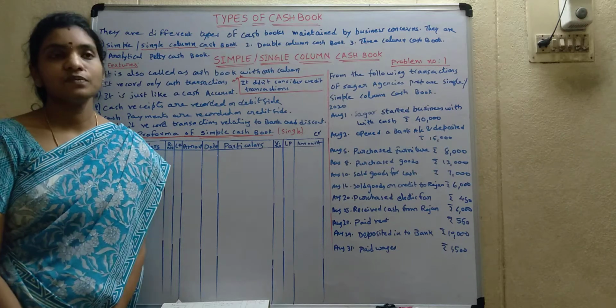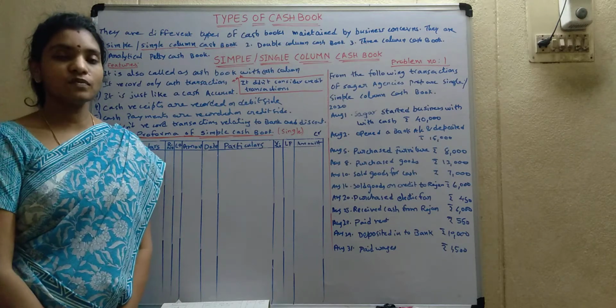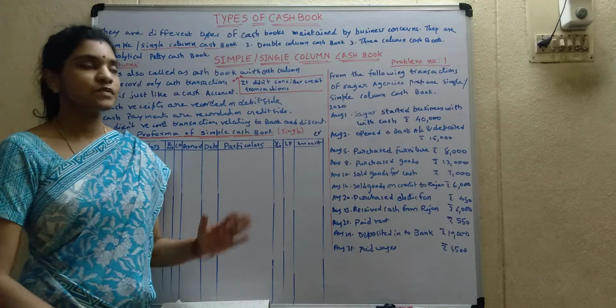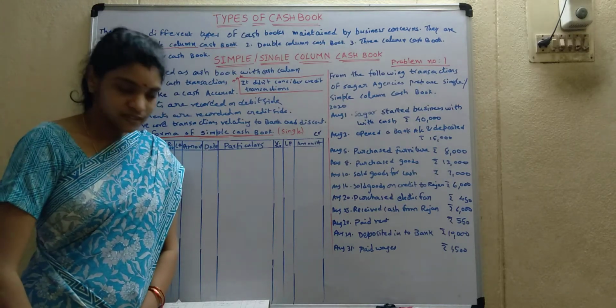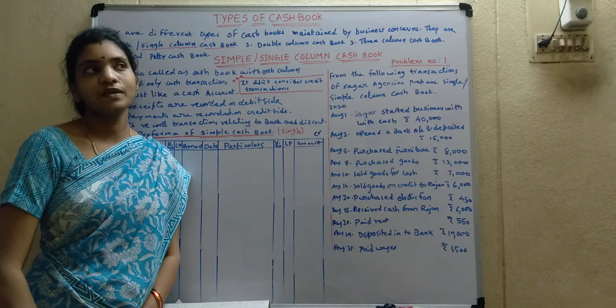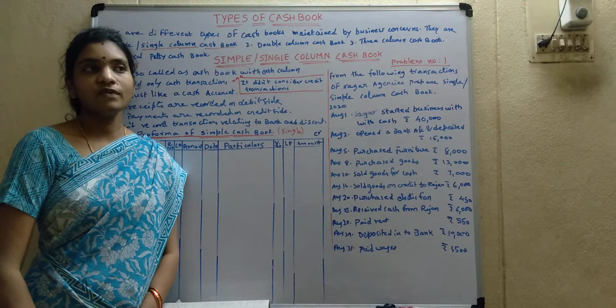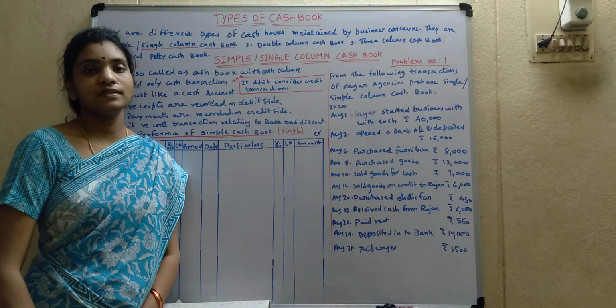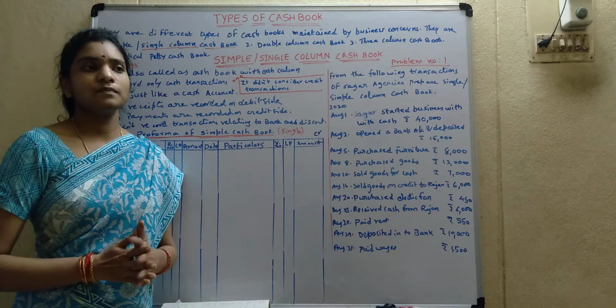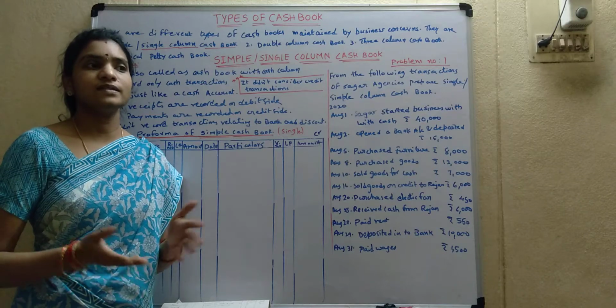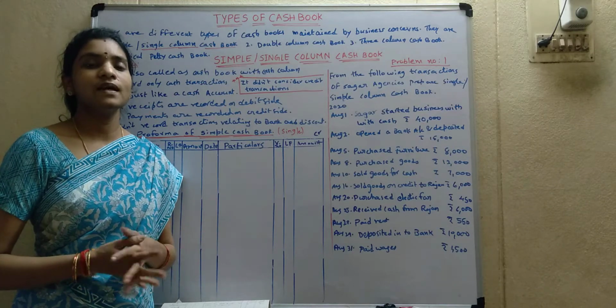Coming to the types of cash books, there are so many types of business concerns. Every business concern has its own needs. One may need only a cash column. Another has to maintain discount columns and bank columns like that.